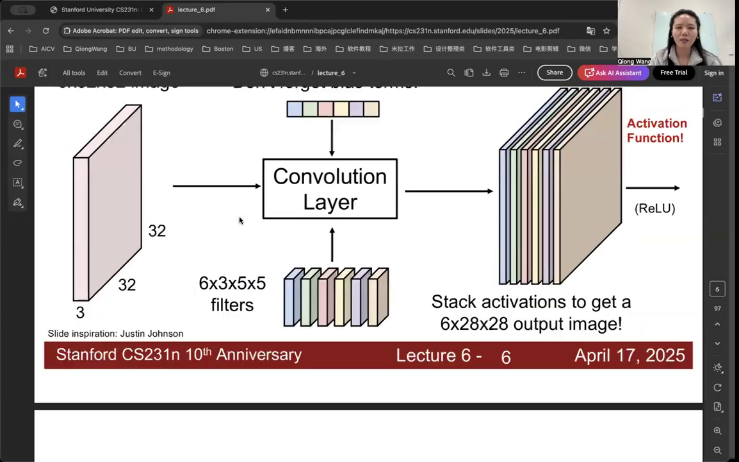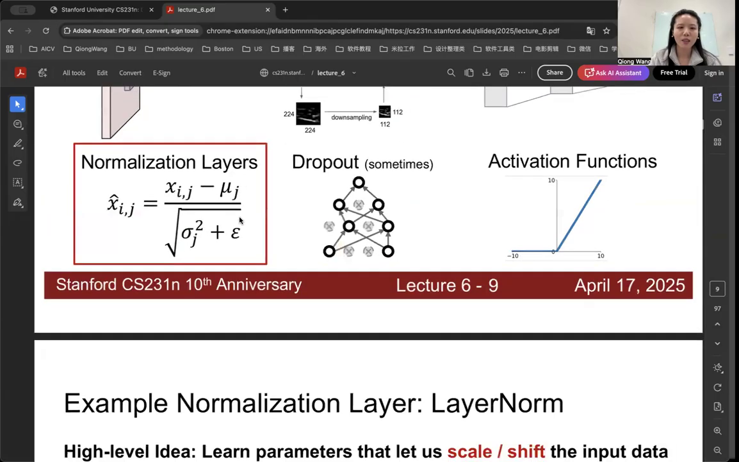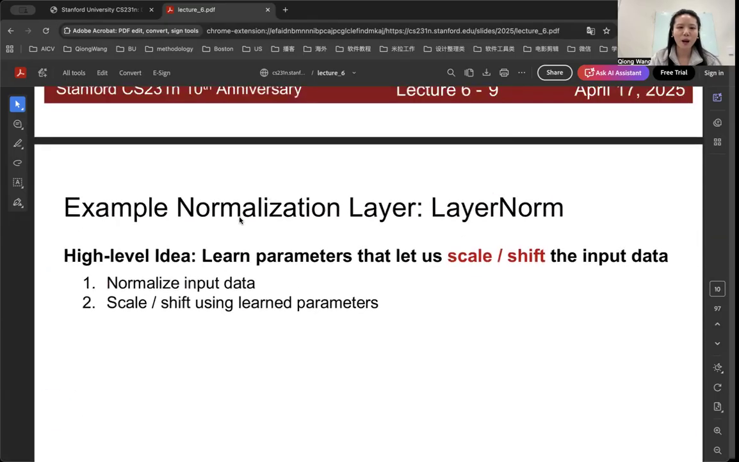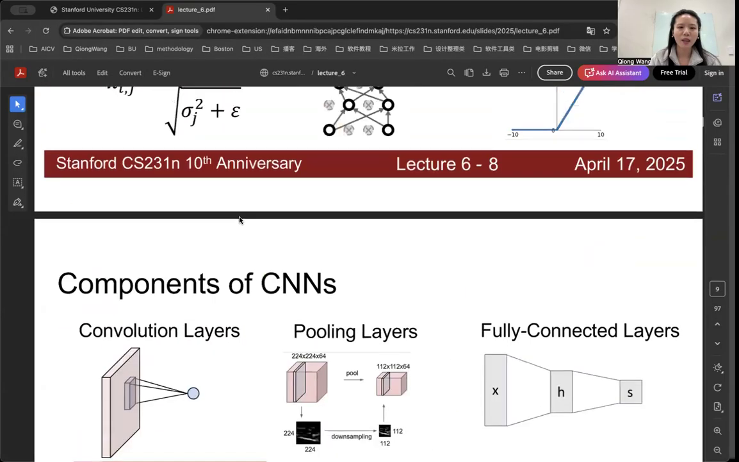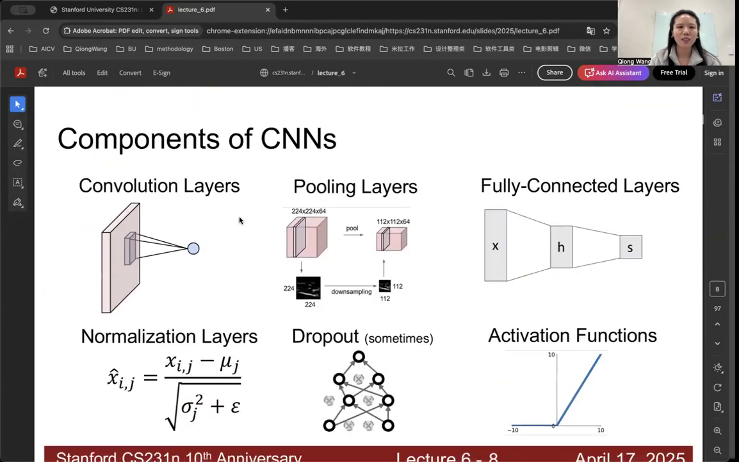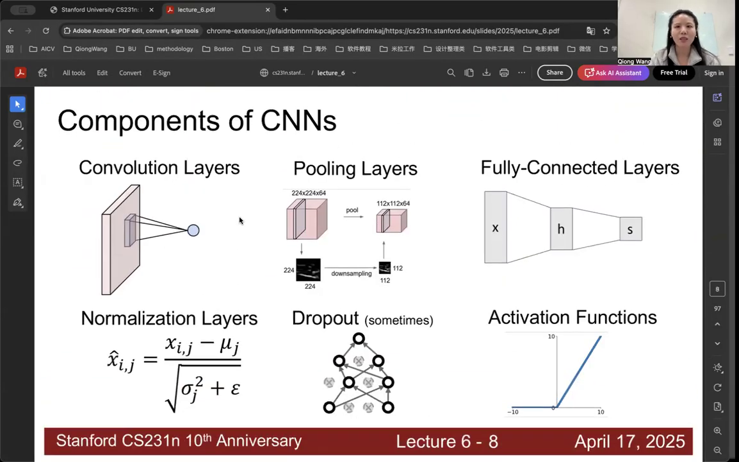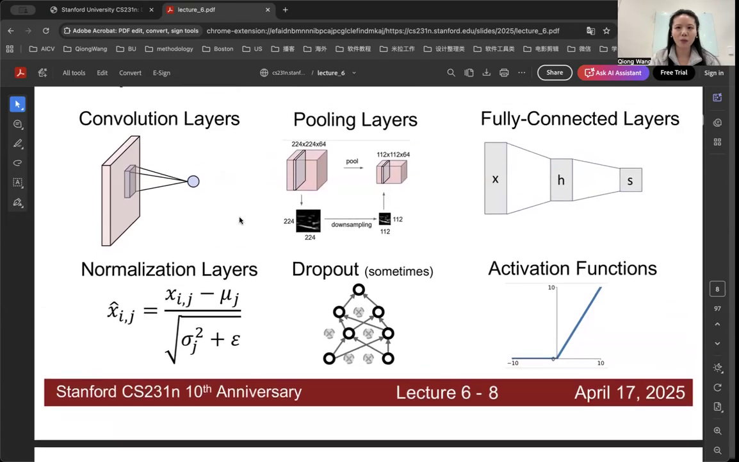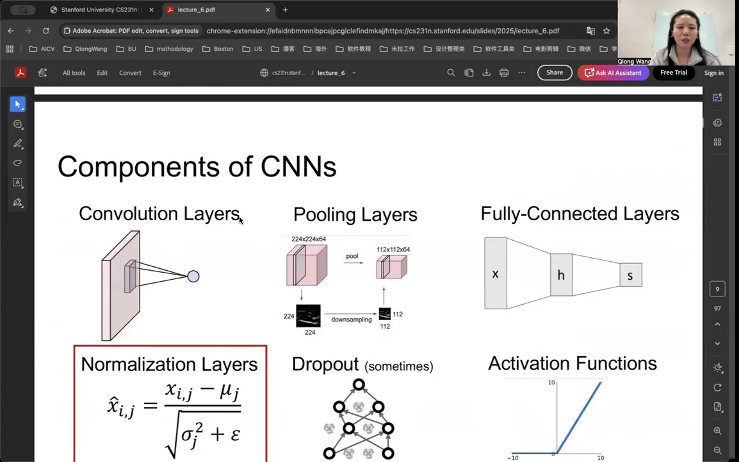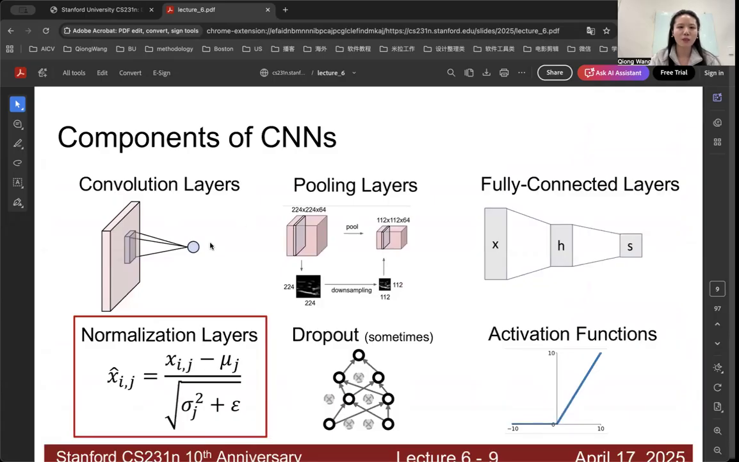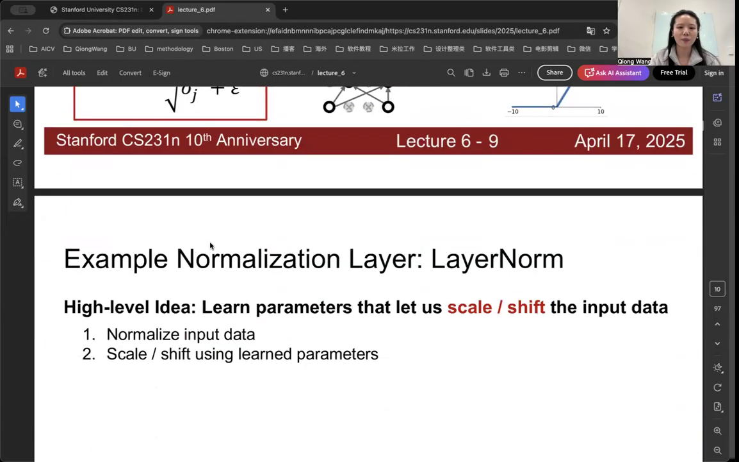Okay, let's start. The first part is about the components of the CNN. Today we first focus on the normalization layers of the CNN.